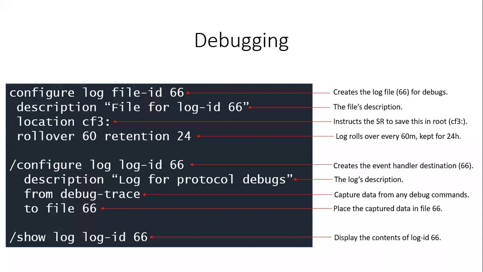All right, so while those are booting up, we'll go over debugging. So there are a few ways to do this. The way we're going to debug is we're going to create a file. After we create that file that's going to hold all of our debugging information, we're going to create an event handler, which is what we're going to reference in the show log command. And that event handler is going to display the contents of our log file.